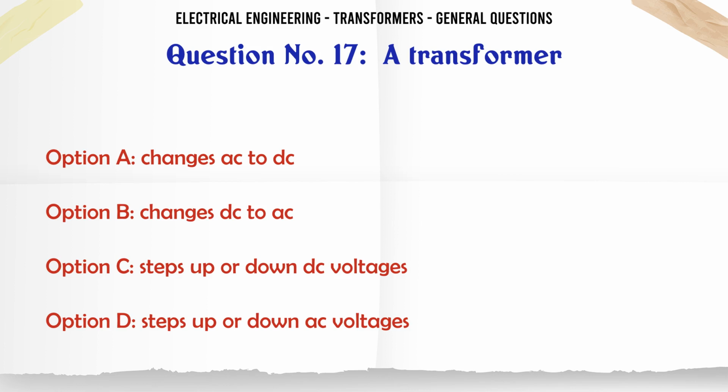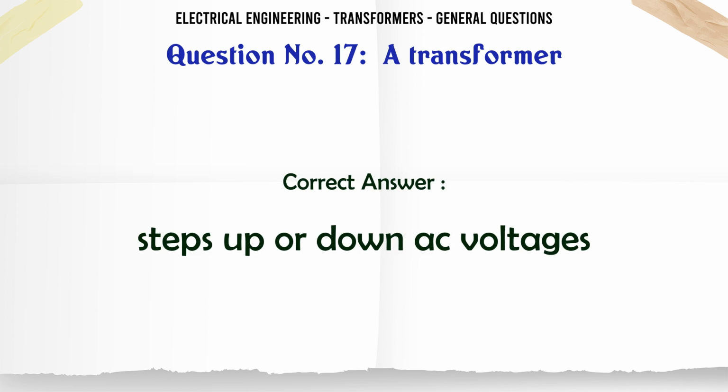A transformer A. changes AC to DC, B. changes DC to AC, C. steps up or down DC voltages, D. steps up or down AC voltages. The correct answer is steps up or down AC voltages.